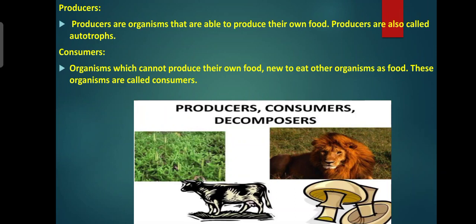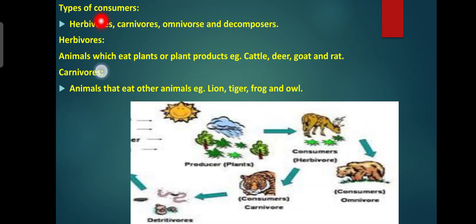Consumers are animals that eat producers and get energy from them. There are three types of consumers: herbivorous, carnivorous, and omnivorous. Now move on, herbivorous. Herbivorous are consumers that eat only plants, fruits, and vegetables. Some examples of herbivorous are rabbit, deer, and cow.